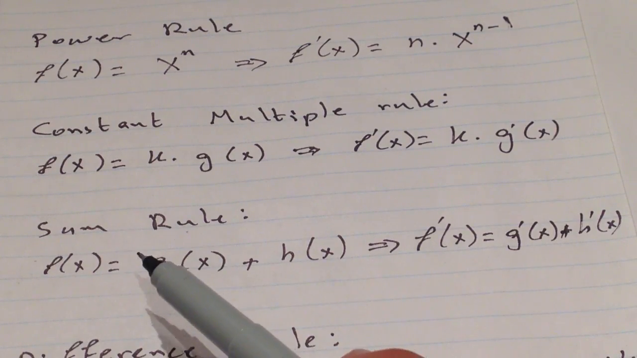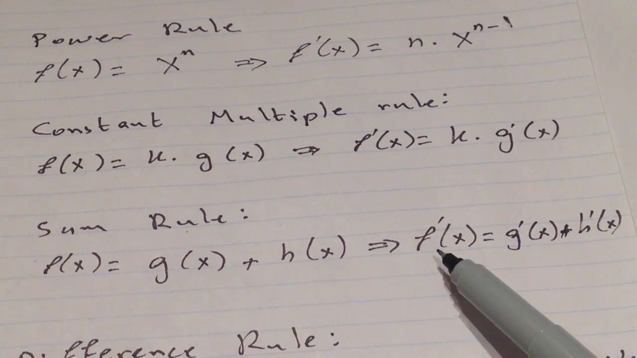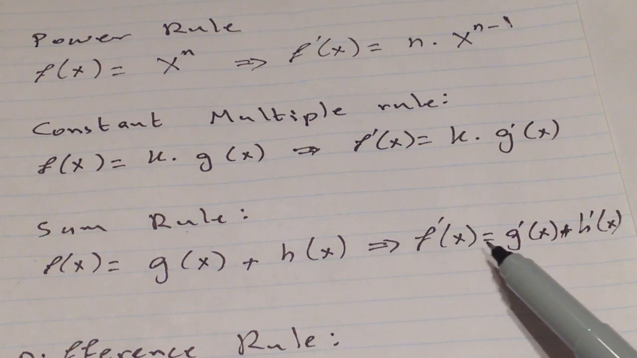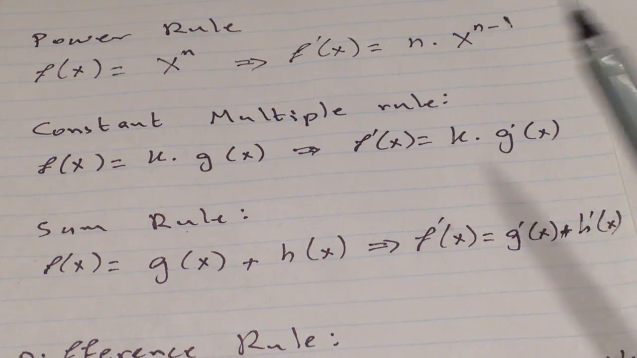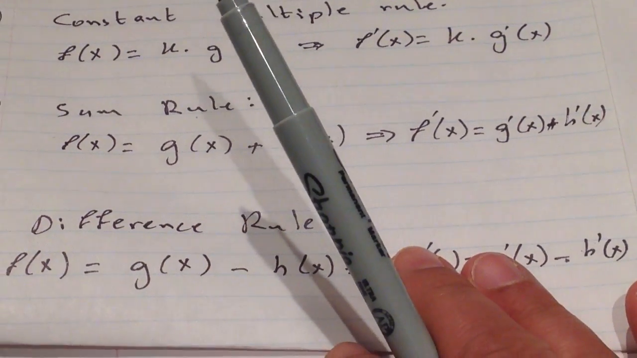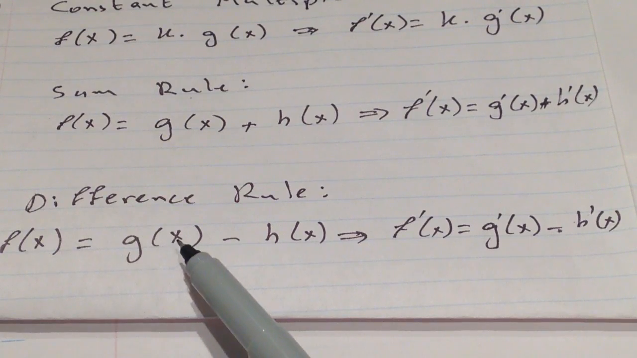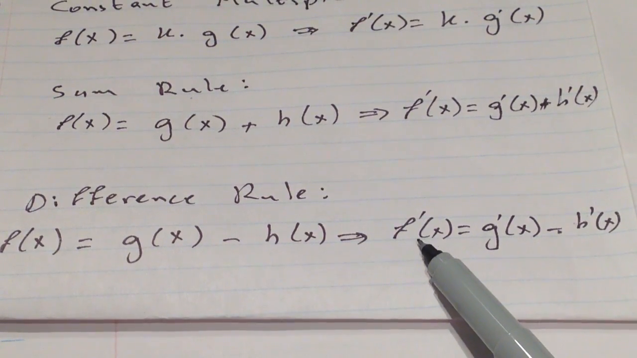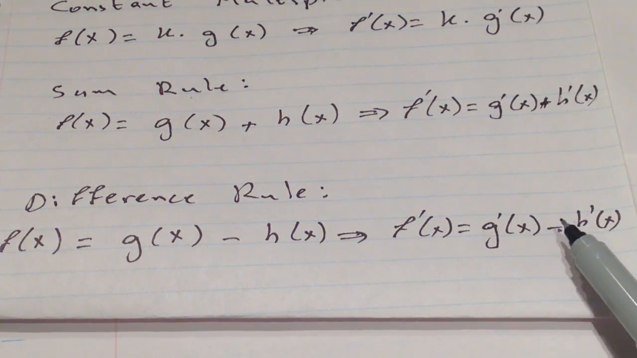Sum rule: if we have a function that consists of two functions g plus h, the derivative will be equal to the derivative of the first function plus the derivative of the second function. Last rule: if we have a function that is equal to g minus h, the derivative of that function will be equal to g prime minus h prime.